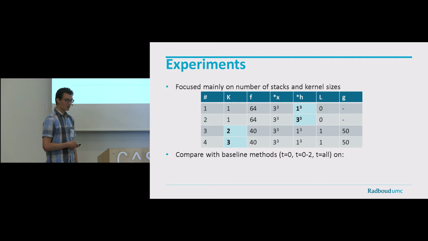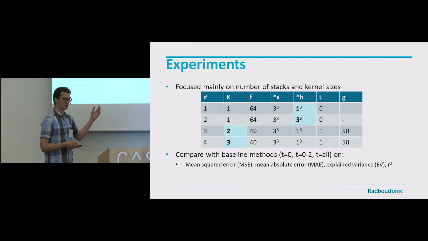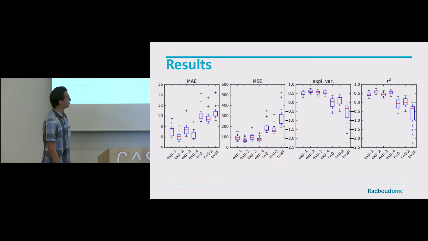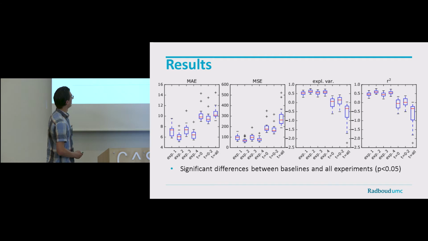We compared it with our baselines on default regression measures. We didn't know which one was the best, so we took them all. So we get these kinds of results. Actually, there are significant differences between baselines and all experiments. It's pretty obvious. The mean absolute error you want to minimize, and the mean squared error as well. Explained variance you want to maximize, and the R2 you want to maximize as well. And yeah, there are some outliers in the data apparently. But other than that, in general, it's a pretty good result.